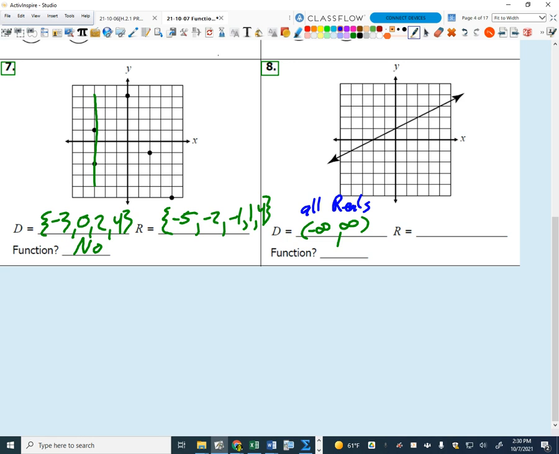This would be all the y values. Negative infinity to infinity, right? Same thing for this one. And once again, that's our way of saying all reals. And of course, that is a function because it passes the vertical line test.